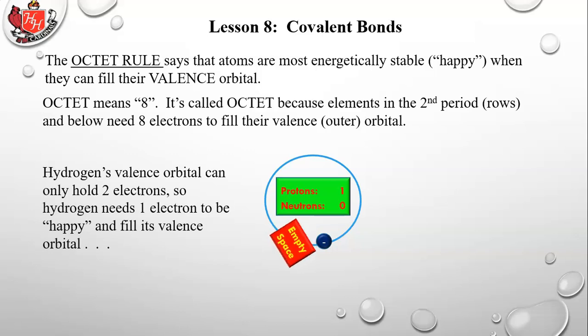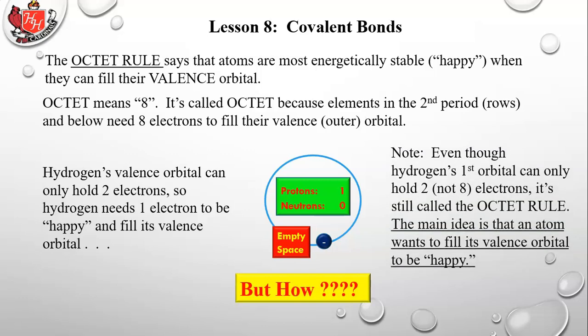That space right there, hydrogen would like to get an electron into that space. Hydrogen's valence orbital can only hold 2 electrons, so hydrogen needs 1 electron to be happy and fill its valence orbital. So how does it do that? And note what I just said. Even though hydrogen's first orbital can only hold 2, not 8 electrons, it's still called the octet rule. The main idea is that an atom wants to fill its valence orbital to be happy.